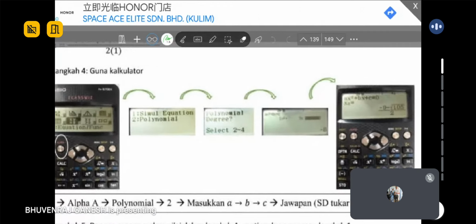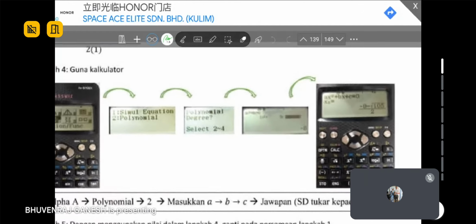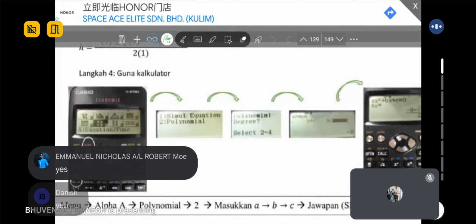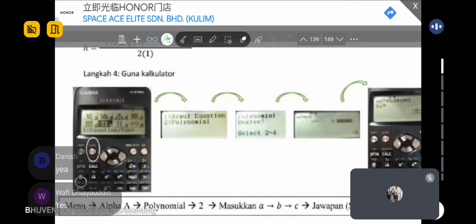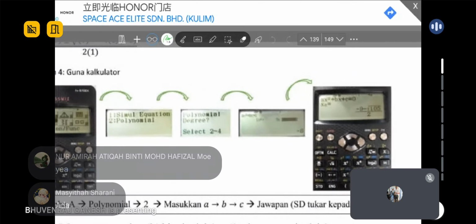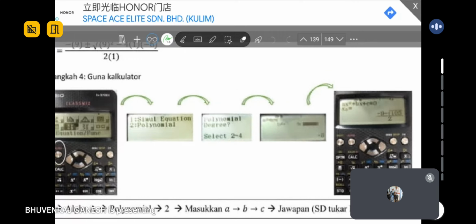Okay, so anyone has this type of calculator? Siapa ada jenis calculator macam ni? Can you comment? I think a lot of you use this also, right? Ada banyak orang guna yang ni. Okay, so you must know how to use it lah. Macam mana nak guna dia untuk beberapa jenis persamaan. You all know, right? The step. Kamu semua tahu kan yang ni.